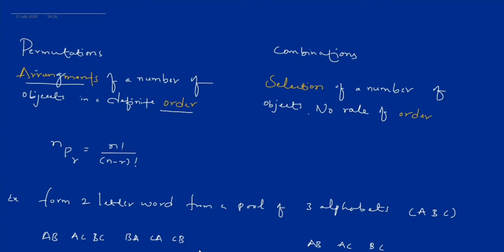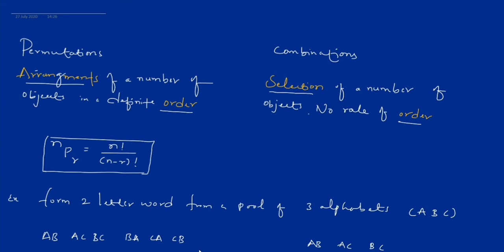Whereas in combination, we give more importance to the selection but not to the order, right? So here order doesn't matter. We cannot take order into consideration. So no role of order is involved in combination. As we know, the permutation formula is nPr, which equals n factorial upon (n minus r) factorial.